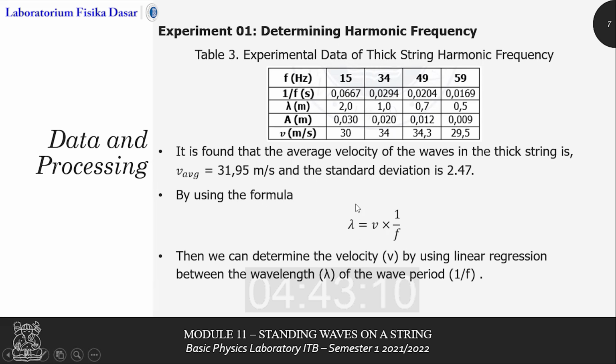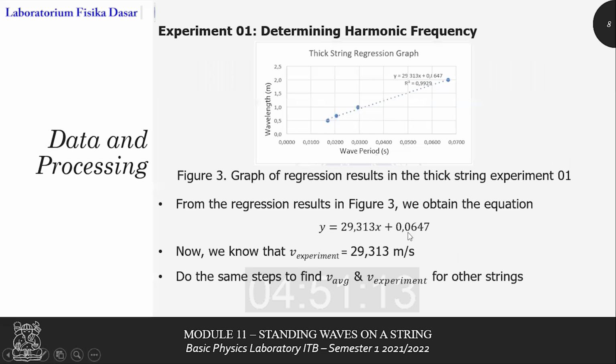The y-axis is lambda, the wavelength, and the x-axis is 1 over f, the wave period. We can then use linear regression like this, and we will get the regression equation: y equals something times x plus a constant. The coefficient of x is what we call the v experiment. Do the same steps to find the v average and the v experiment for the other strings.